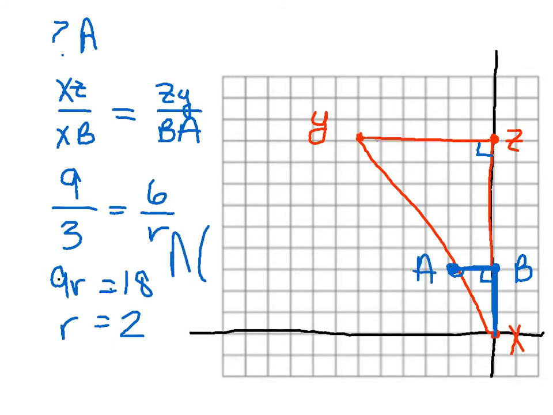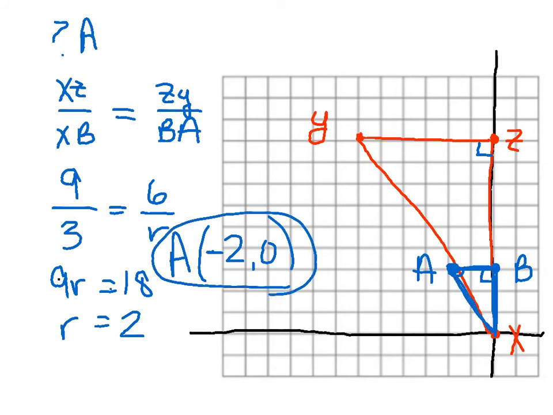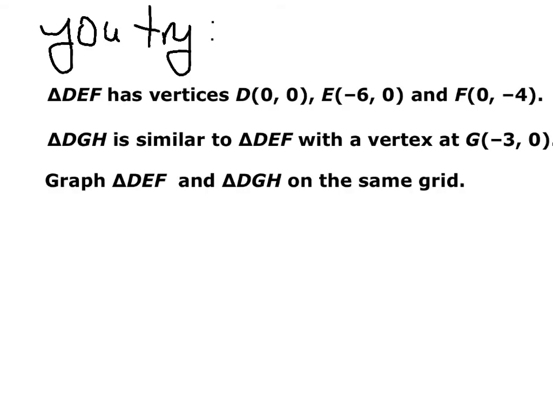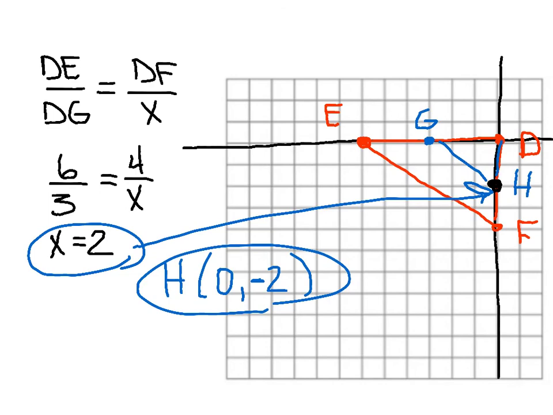A is at point (-2, 0). And that is what we were looking for. So now we have our other triangle. Alright, you try this one. Graph paper's on the next slide, but push pause and try it on your own. It's the exact same type of problem. Alright, there you go. Your answer.